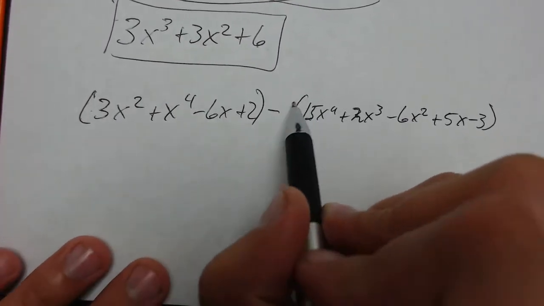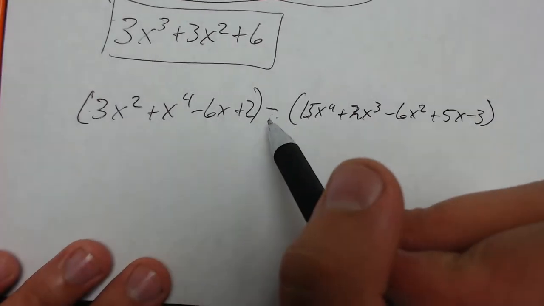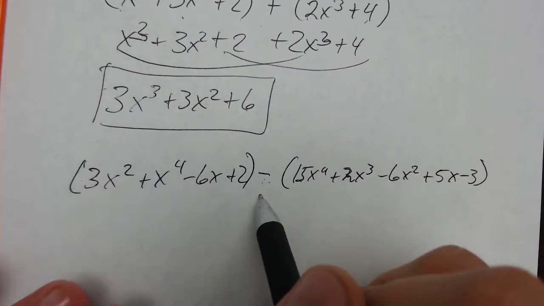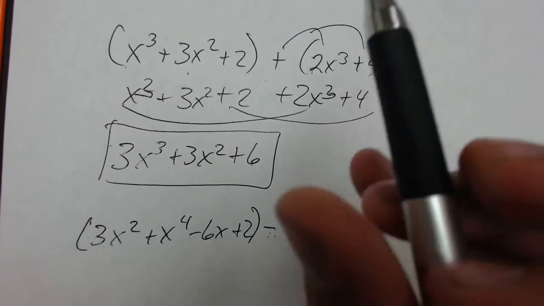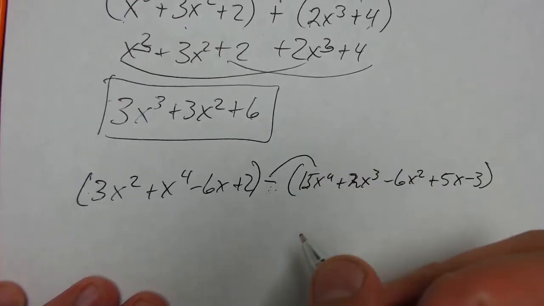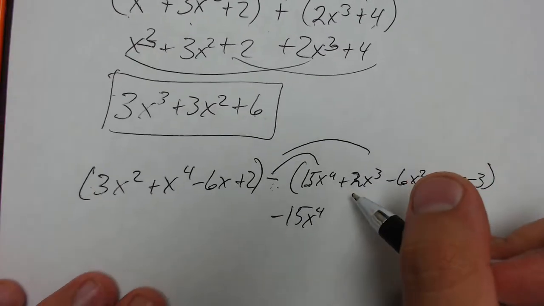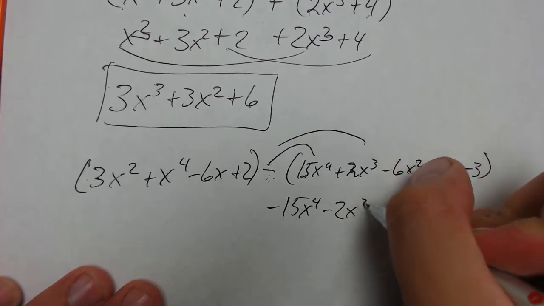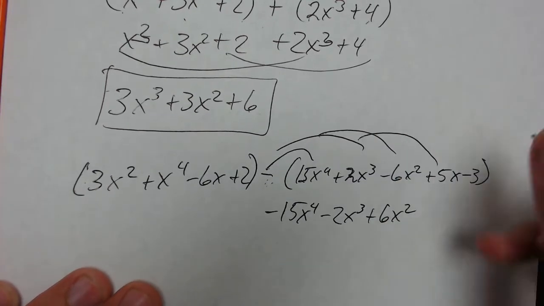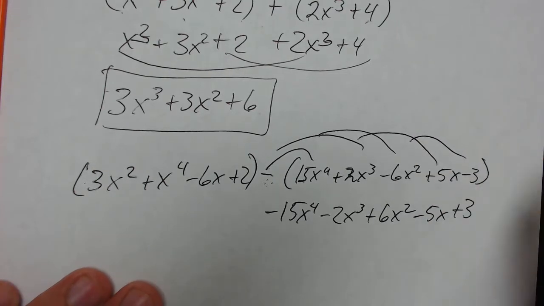Now, the key thing here is there's a negative sign in front of my parentheses. Whether this negative shows up here or here, it means I have to distribute it. The same way I distributed the positive up here, I'm going to distribute the negative. Now, when I distribute a negative, all my signs change. The positive keeps everything the same. The negative changes everything. So when I distribute here, this becomes negative 15x to the power of 4. This positive 2x cubed becomes negative 2x cubed. This negative 6x squared becomes positive 6x squared. This positive 5x becomes negative 5x. Negative 3 becomes positive 3.